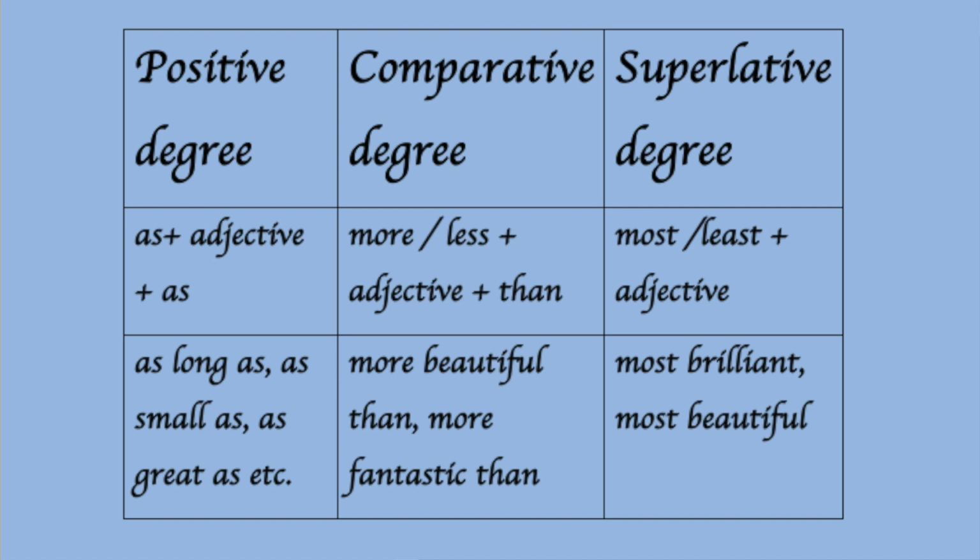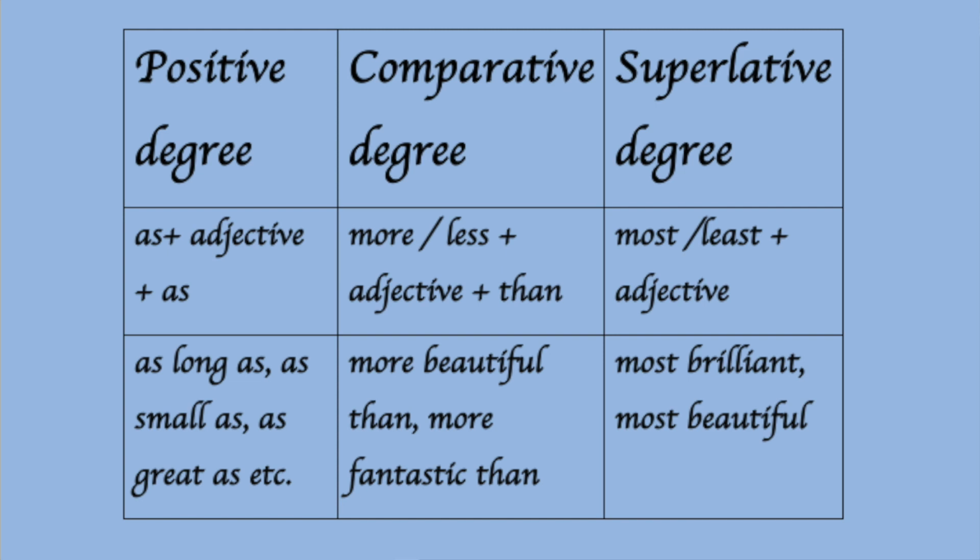In comparative, more or less plus adjective plus than. More beautiful than, more fantastic than, more useful than. This means that the two nouns are being compared. In superlative, most or least plus adjective. For example, most brilliant, most beautiful, most useful. This means that the noun is most relevant.